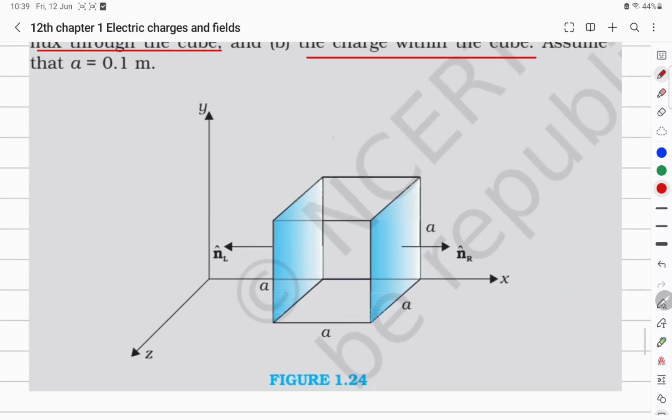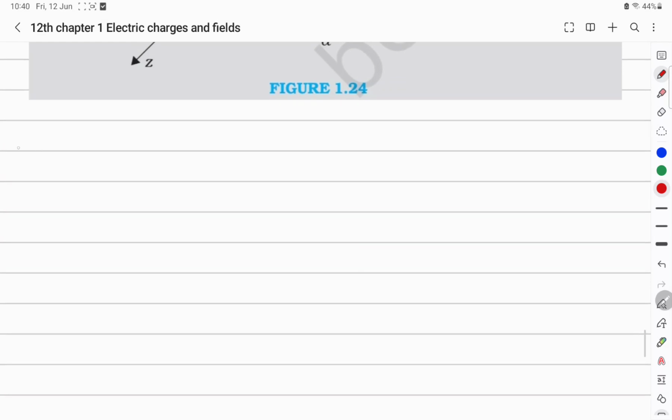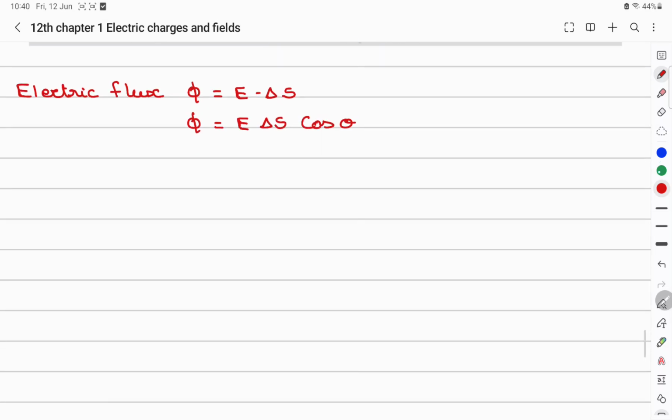They have given the electric field E, which is along the x direction alone. So the electric flux is defined as phi is equal to E dot del S, or otherwise it can be written as E del S cos theta. Here we are going to find out the flux on the left face and the flux on the right face, and then we are going to find out the net flux with these values. For that we have to find the electric field on the left face.